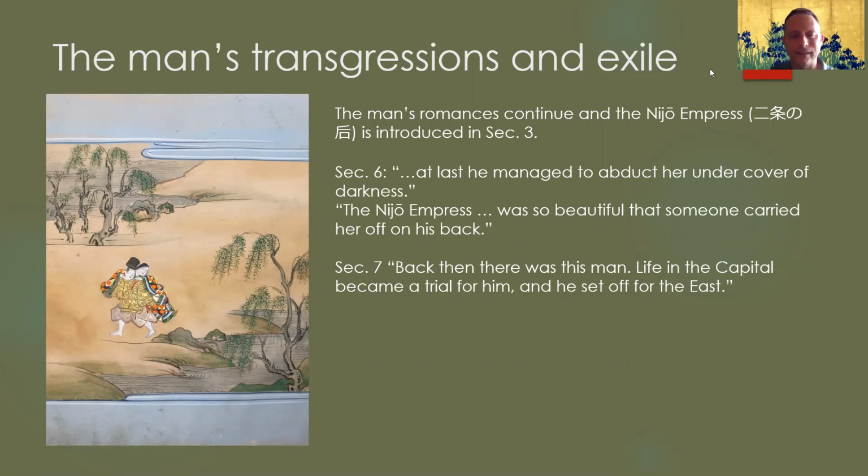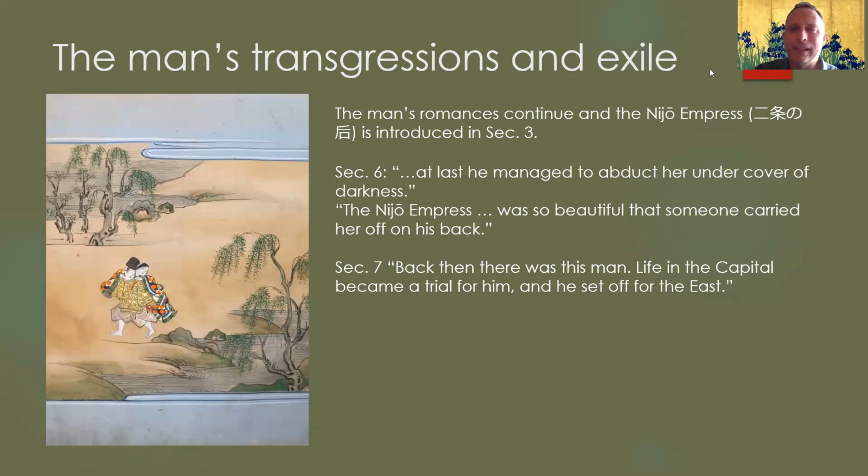we see, as in this picture from the book contained at the Yale Beinecke Library, that the protagonist at last managed to abduct her under cover of darkness. And if you read it, some demons or oni appear, and then they take her away.